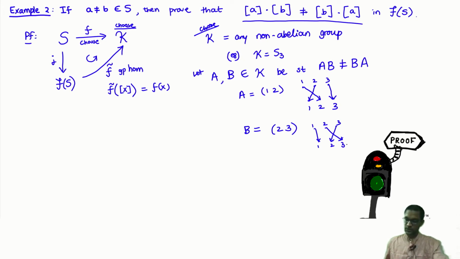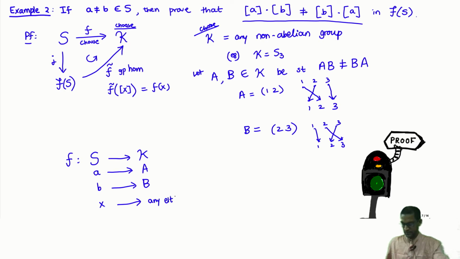Now, having chosen these two non-commuting elements, let's define this function F next. So what is F? F is as follows: from the set S to K. S has these two distinguished elements A and B. So let me map A to capital A, this element here, B to capital B. Okay, and of course there are lots of other elements potentially in S, and I don't really care what I do to them. I can send each of them to any element of K.